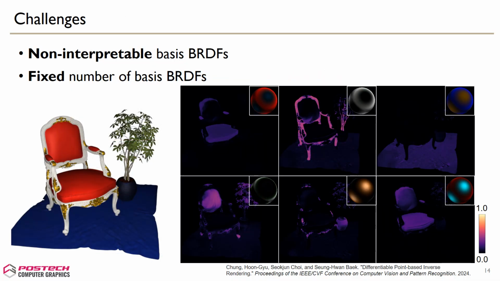To address this, previous works have employed basis BRDFs to exploit the spatial coherence of reflectance. This allows grouping of light-view angular samples to compensate for the limited samples. However, when visualizing the corresponding weight maps, we observe that these basis BRDFs lack interpretability and their number is fixed.